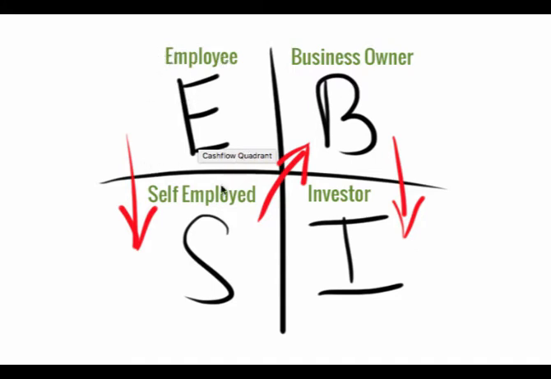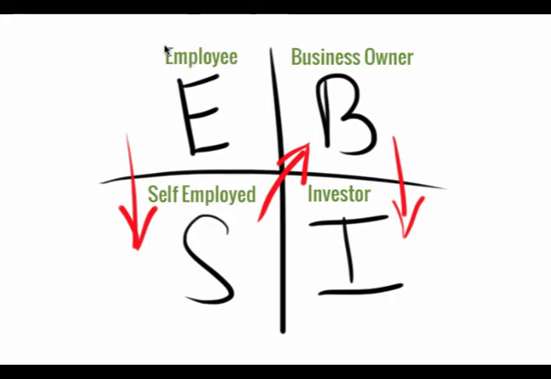Some employees may start up a business on the side to work on in the evenings. This would be the self-employed quadrant. There are some advantages to being self-employed. Obviously, you're working for yourself, but the tax breaks are better than being an employee. But a business owner or an investor has additional tax breaks that a self-employed individual does not.